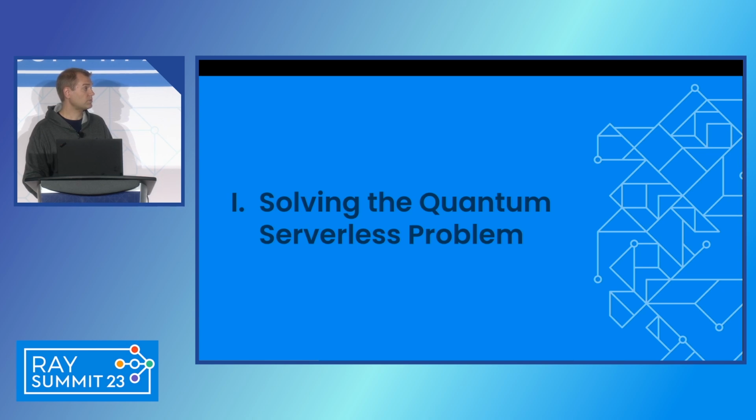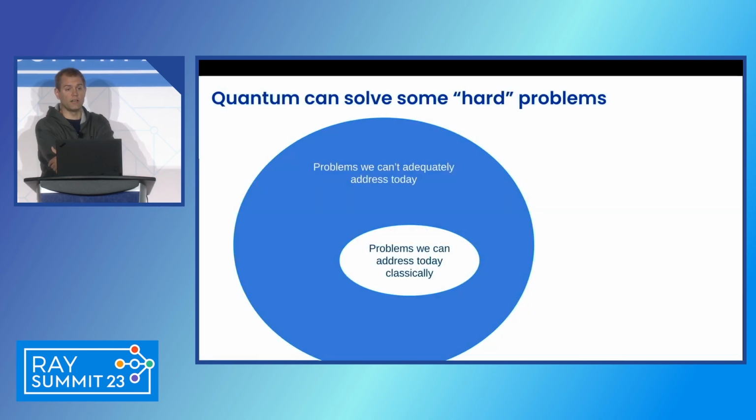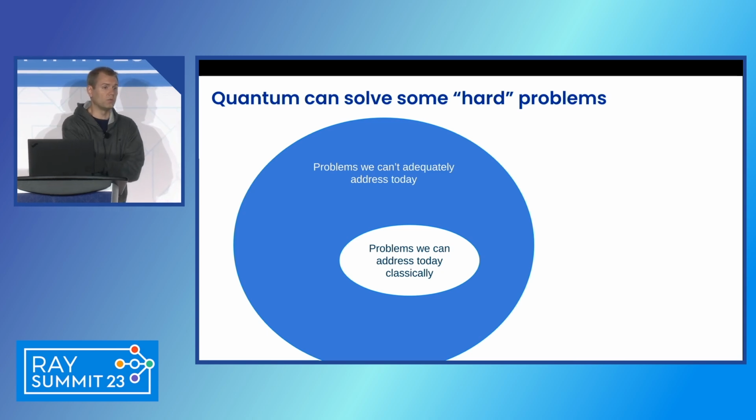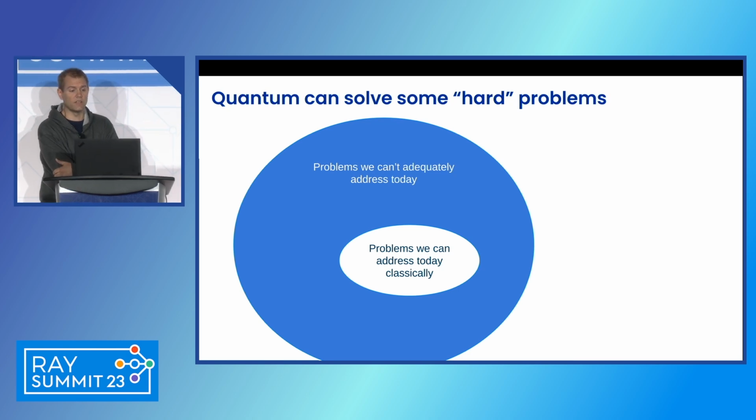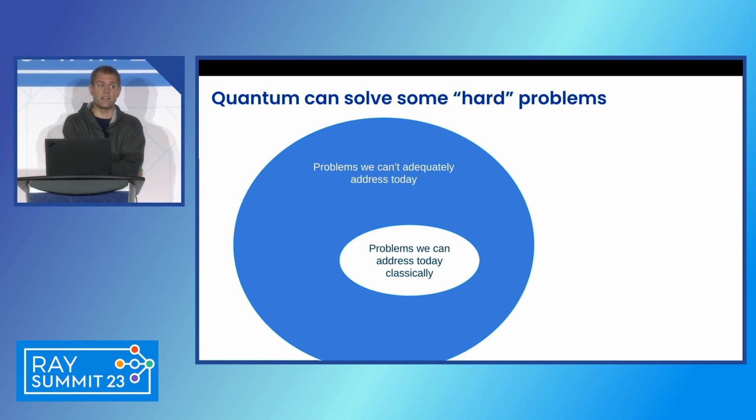All right. So the quantum serverless problem. One of the first things to start with is, what's the big deal about quantum computing? Why do we care about that? The short answer is that it enables us to solve some hard problems that we aren't able to solve today. If you remember back to algorithms class, there are these things we call NP hard problems that we can't solve efficiently. They're non-polynomial time, so they're really, really hard problems. They take an exponential amount of time to solve.